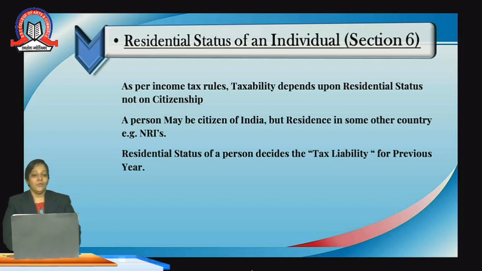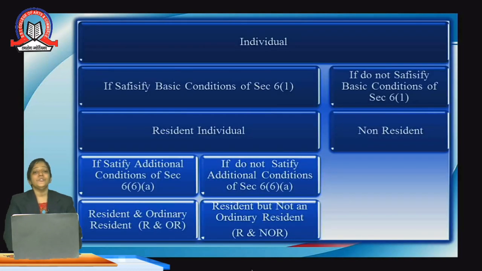So first of all, a person needs to satisfy the basic conditions which are mentioned under section 6 subsection 1 of the Income Tax Act 1961. Here, if the basic condition is satisfied by an individual assessee, he will be termed as a resident individual for that particular previous year.